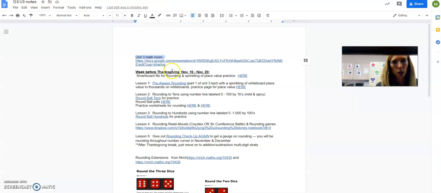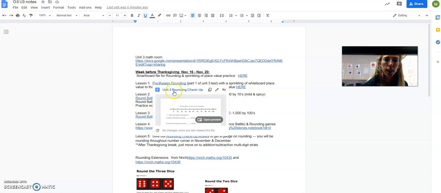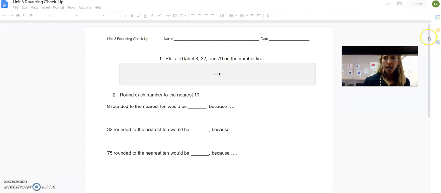If I go back to the notes, starting the week before Thanksgiving, I'm thinking you guys are starting Unit 3. So here's the Smartboard file for rounding, because that's what it will be for the week before Thanksgiving, is all rounding stuff with a sprinkling of place values. So you can get that Smartboard file here. The first lesson is just going to be pre-assessing rounding. So if you want to get a checkup on what they know before you even start, because you might have already been doing it in Number Corner, this was what we have used last year.